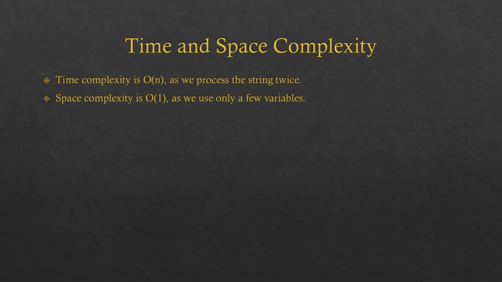The time complexity of the solution is big O of n as we traverse the string twice. The space complexity is big O of 1 since we use only a few variables to keep track of the balance and free positions.